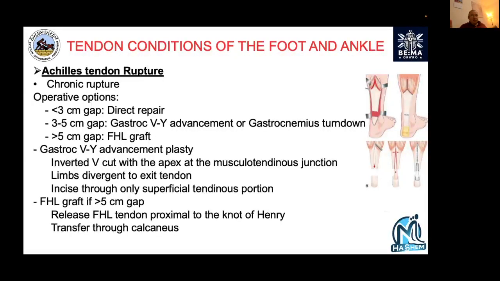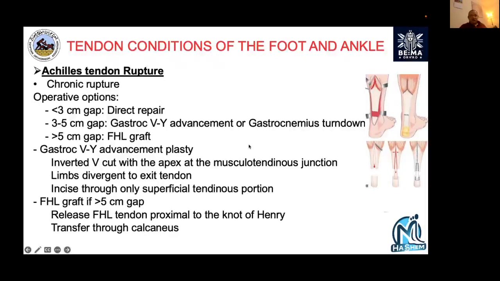For the VY advancement, you need to understand that the apex of the V is up, not down, as you can see on this right side. So you do a V up, you pull the tendon, just the superficial part of the tendon. This will end up as a Y rather than a V, and you close it.